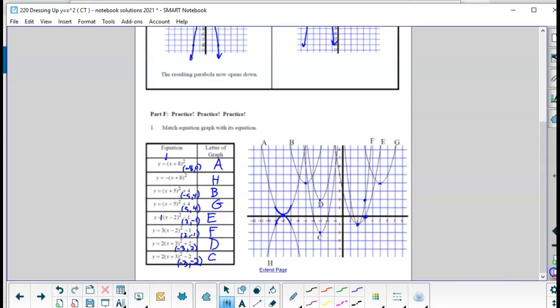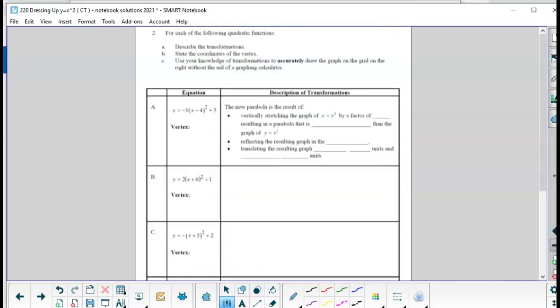Okay, so it's kind of easier when you have the graphs. You can narrow it down. Now we're going to describe transformations.